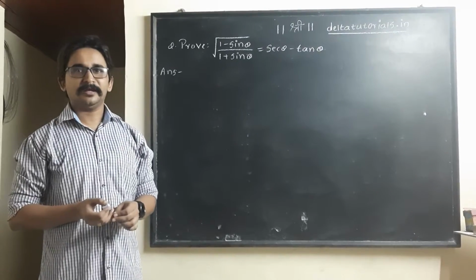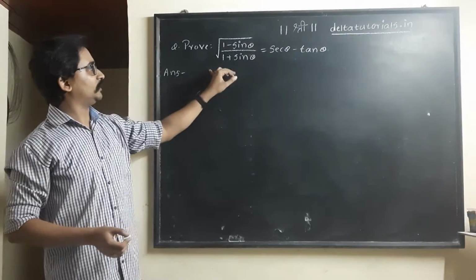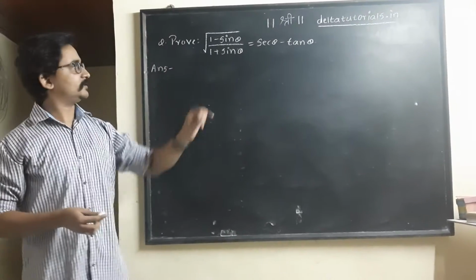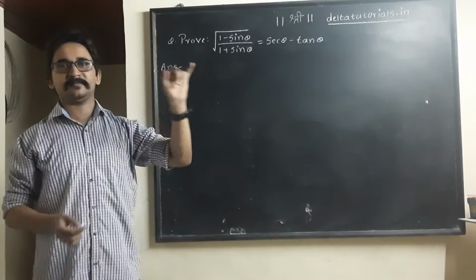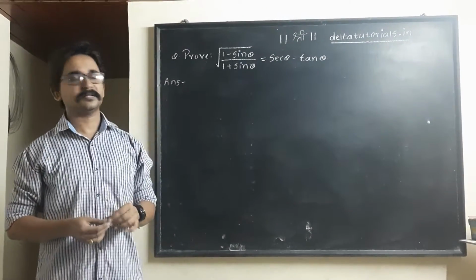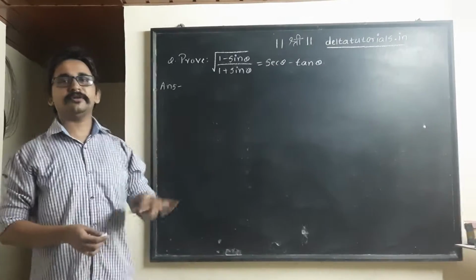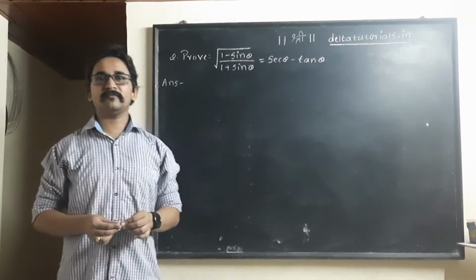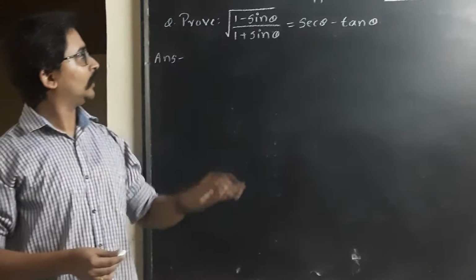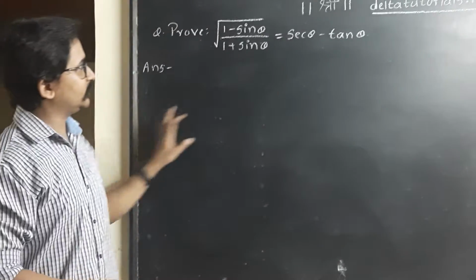Hi, in this video we are going to study one problem based on the trigonometric identity as well as on the type of proof, where you have to prove LHS equal to RHS. This problem is very important for the 10th standard students of Maharashtra State Board, that is for SSC students. So let's start to solve this problem.